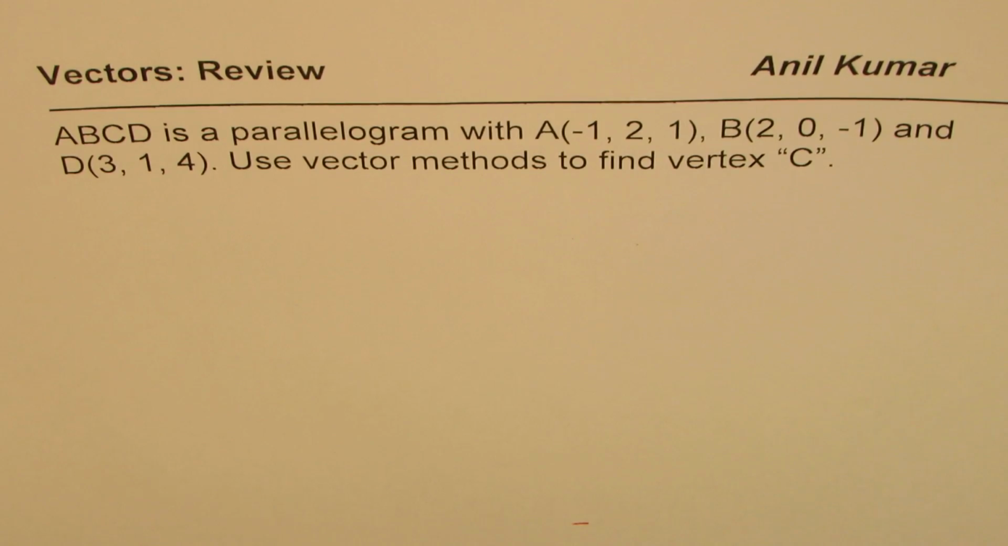The question here is, ABCD is a parallelogram with A(-1, 2, 1), B(2, 0, -1), and D(3, 1, 4). Use vector methods to find vertex C. You can always pause the video, answer the question, and then look into my suggestions.